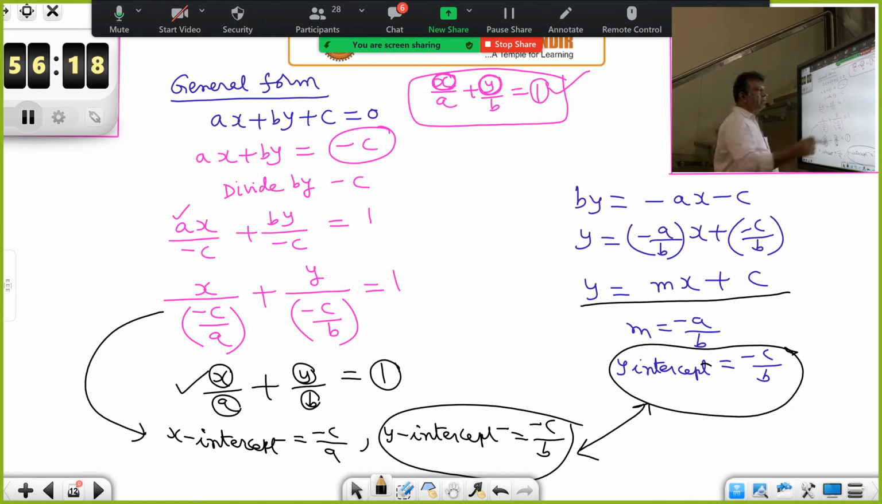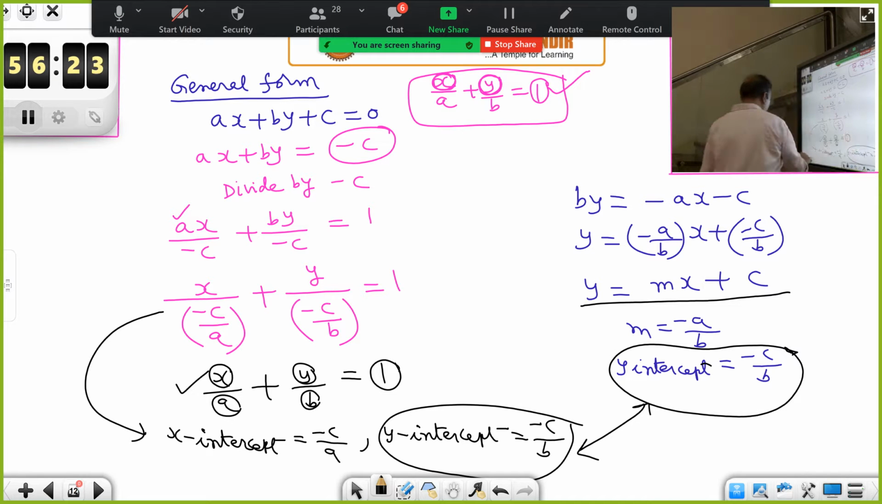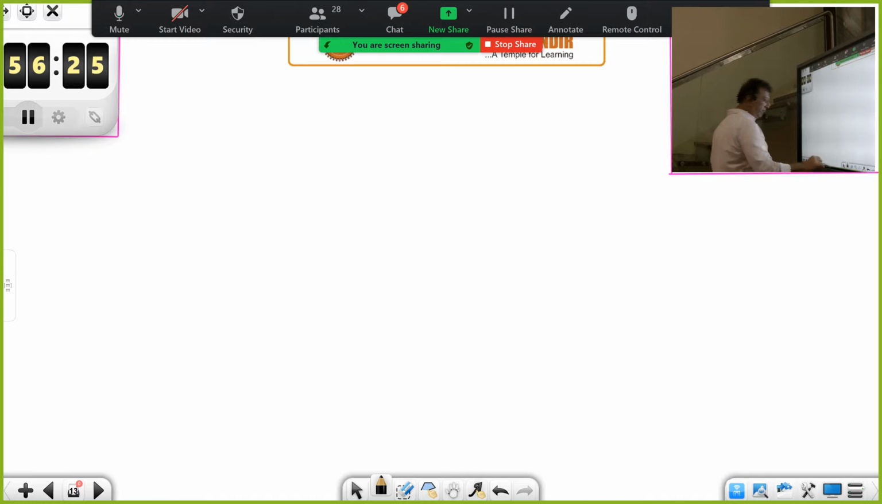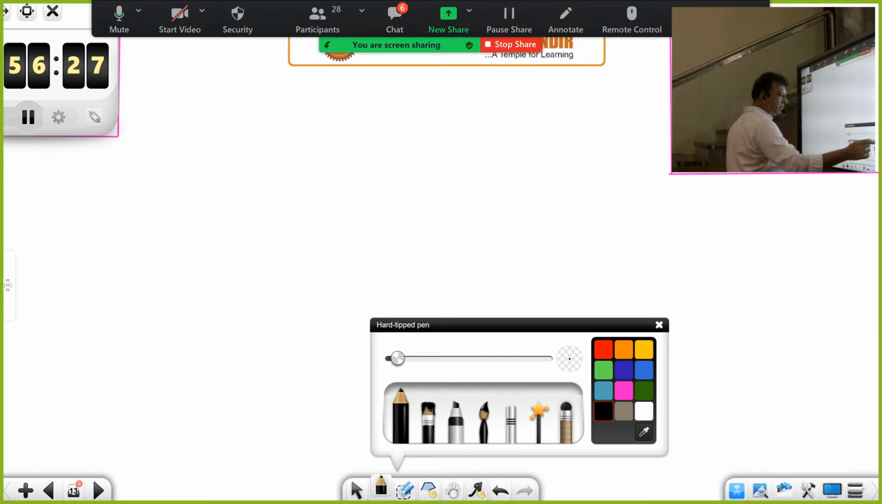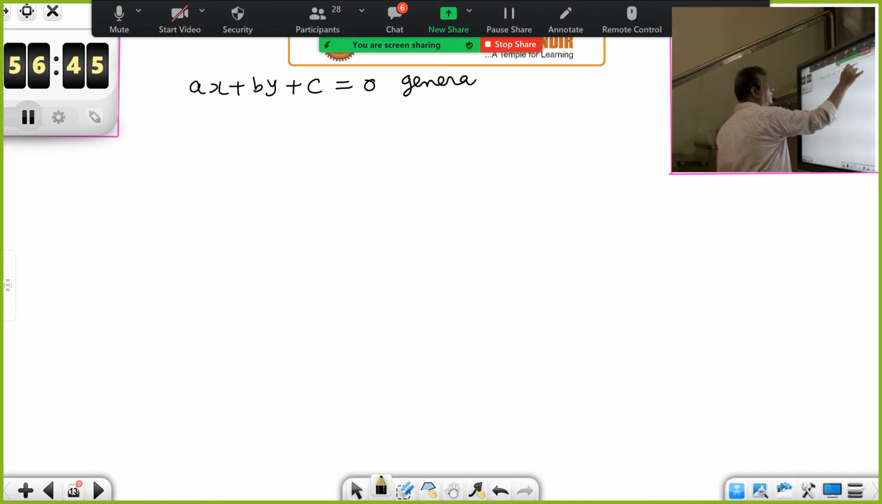Now important thing, most important thing, normal form. General form, how to put it in the normal form. Madhuri, are you there in the class? Madhuri? Madhuri, are you there in the class? Okay. Ax plus by plus c is equal to 0, general form. Now this general form I want to put it in normal form.